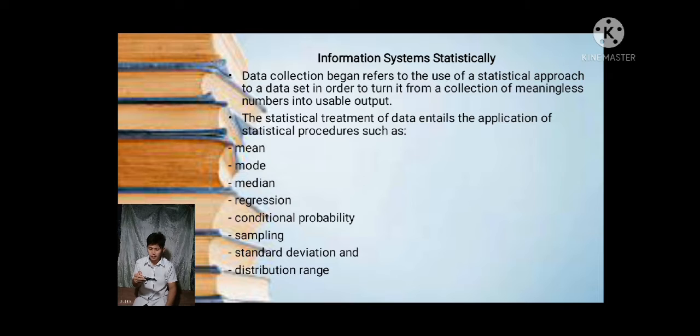Statistical treatment of data refers to the use of a statistical approach to a data set in order to turn it from a collection of meaningless numbers into usable output. The statistical treatment of data entails the application of statistical procedures such as mean, mode, median, regression, conditional probability, sampling, standard deviation, and distribution range.